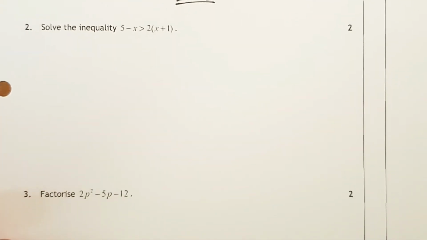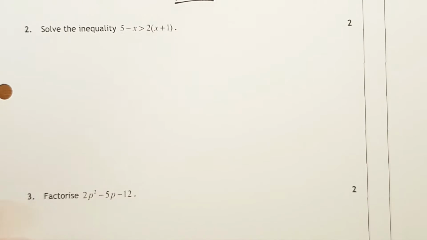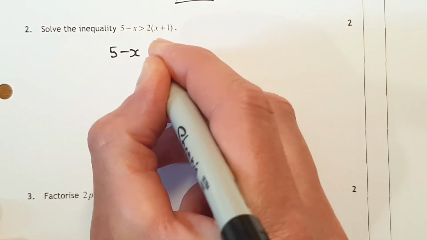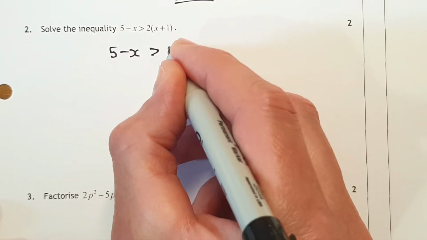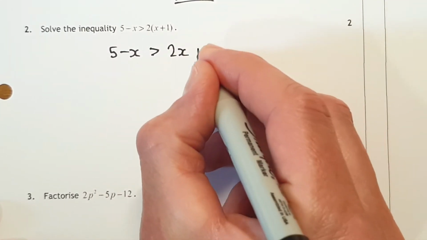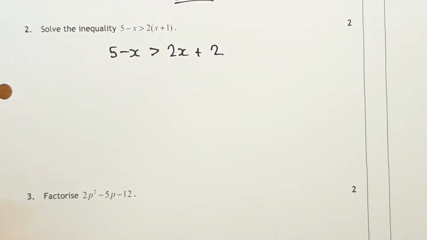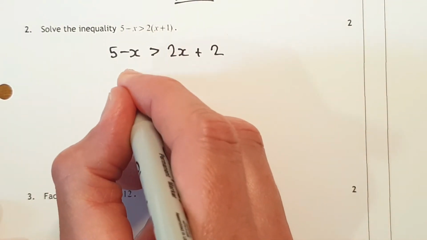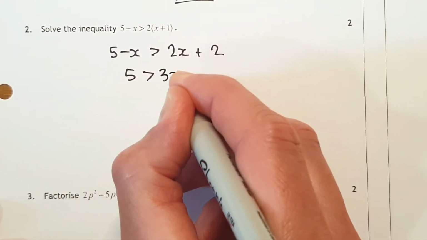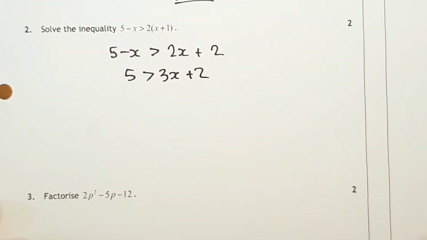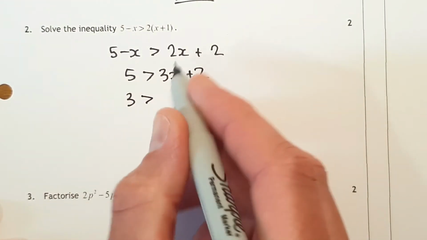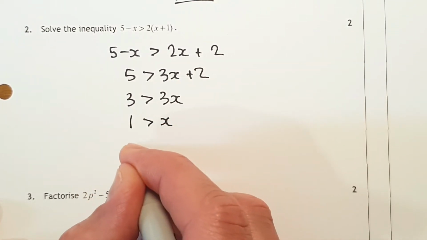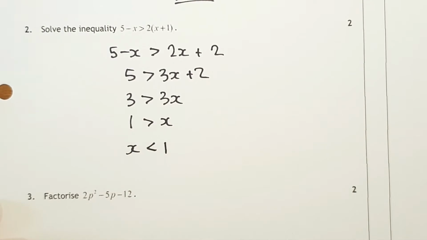Now in question 2, we've got to solve an inequality. So I'm going to multiply the brackets and tidy everything up. So it's 5 minus x is greater than 2 times x is 2x, plus 2 times 1 is 2. Now I've got x's on both sides, this one's got a subtract there, so I'm going to add an x on both sides. So 5 is greater than 3x plus 2, I'm going to subtract 2 from both sides. 3 is greater than 3x, divide by 3, 1 is greater than x, switch it round, x is less than 1.